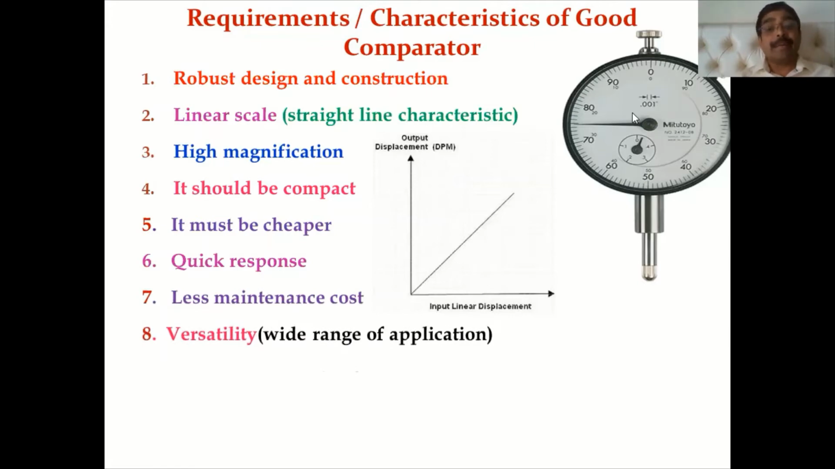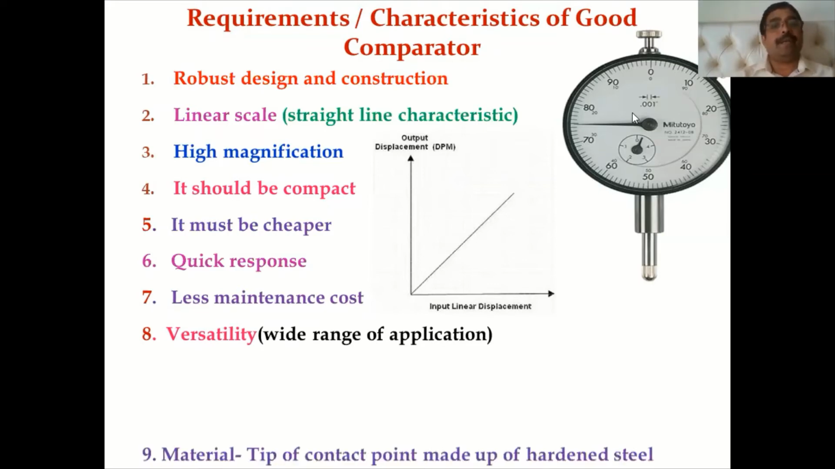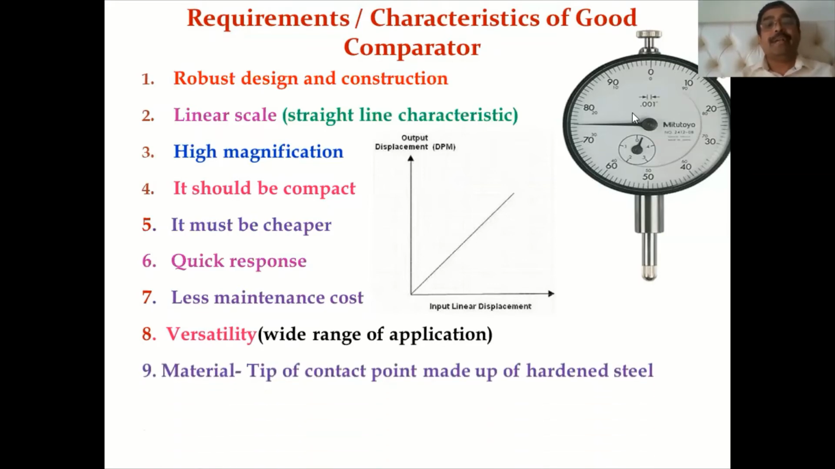Versatility. Versatility means whatever comparator you are buying, it should be usable for various applications. It can be used for, suppose, height, depth, or even I can say the diameters, internal, external dimensions, roundness. So that is part of the versatility of that comparator. Then material: the tip of the contact point is made up of hardened steel. See here, this one is called a tip.